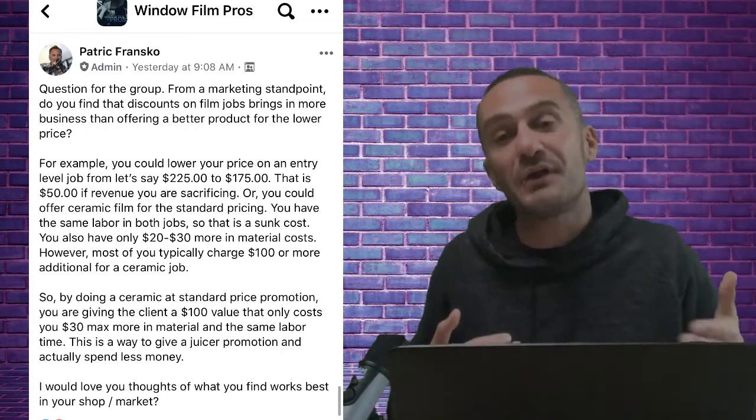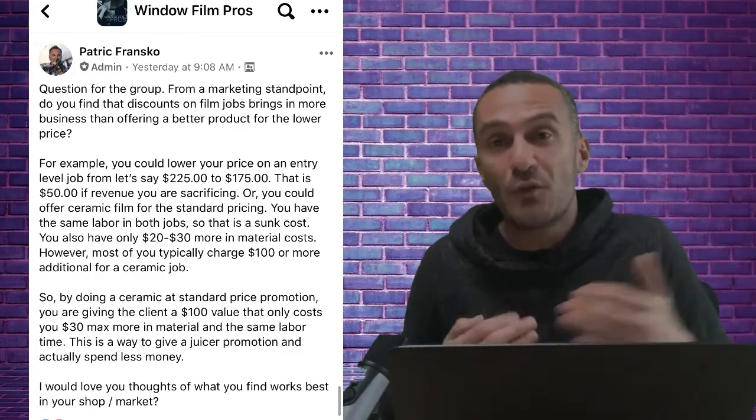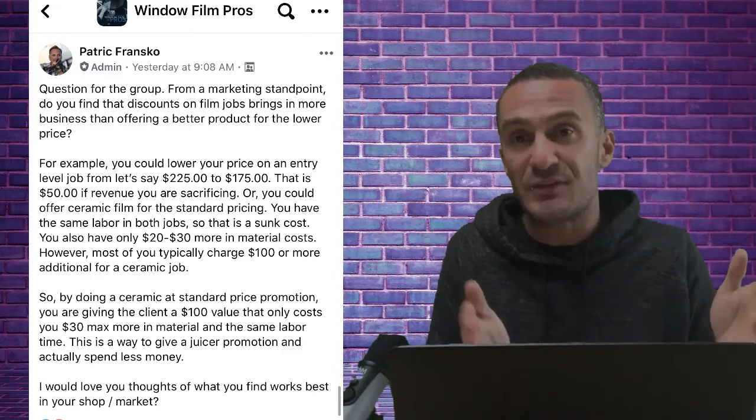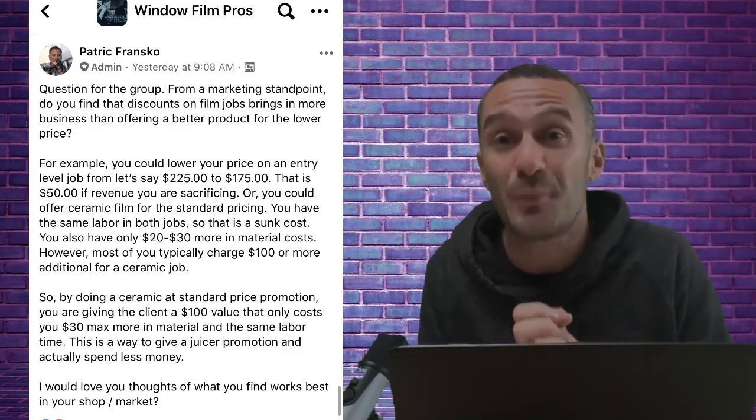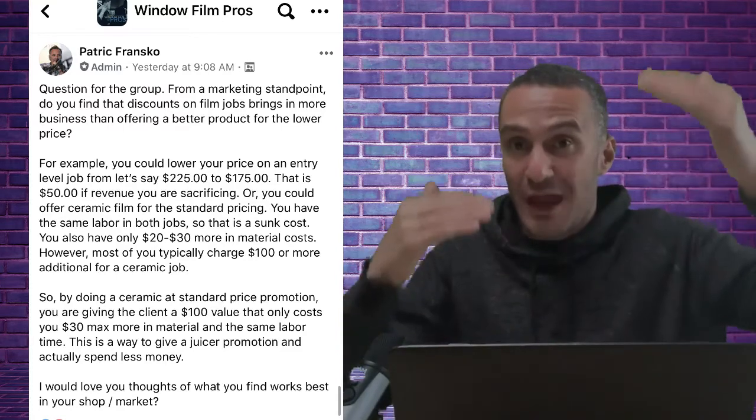Now, the way to use that entry-level price discount effectively is when somebody's calling for a price. Let's say you typically offer it at 180, entry-level film, 180 for a full car. And you know there's a percentage who say, oh, it's a little expensive, and a percentage who say, you're out of your freaking mind. And the way to use it to your advantage is when it slows down, everybody slows down.